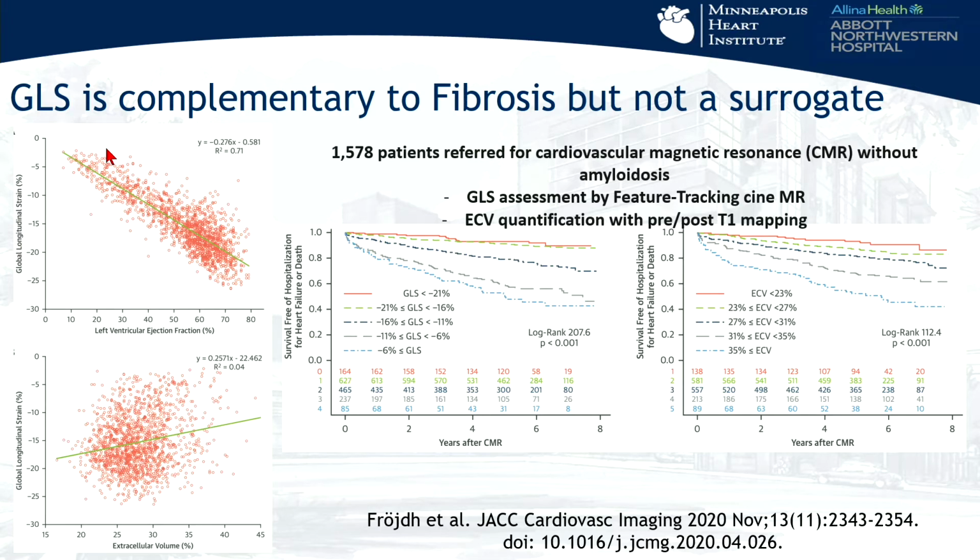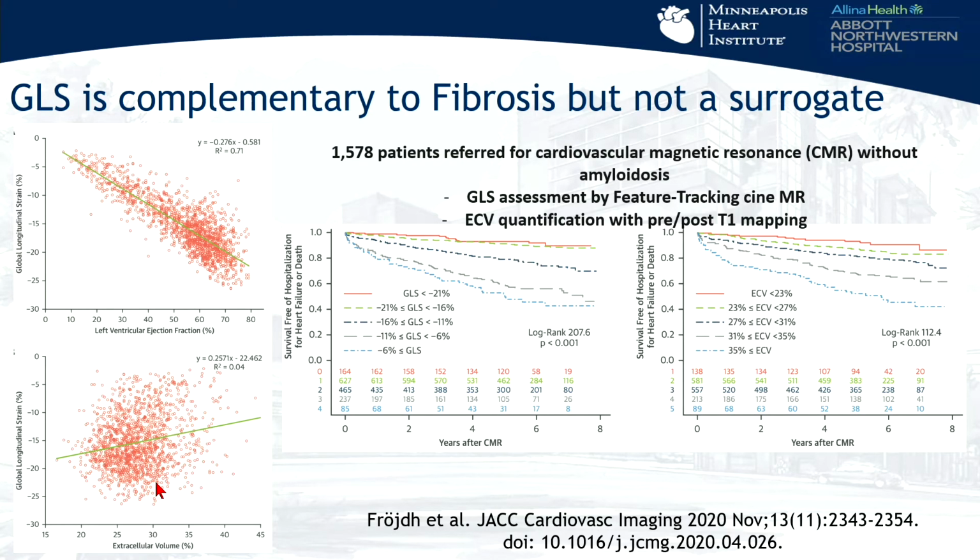Here you have a nice correlation between GLS and ejection fraction. As we talked about before, it correlates, particularly in patients with ejection fraction that is preserved. We want to see this spread, because patients that have a worse strain are the ones that are more vulnerable. But when you look at GLS against extracellular volume, there was no correlation at all.